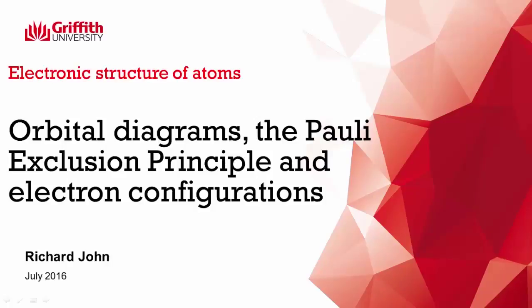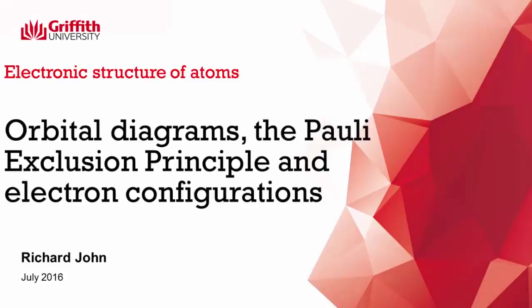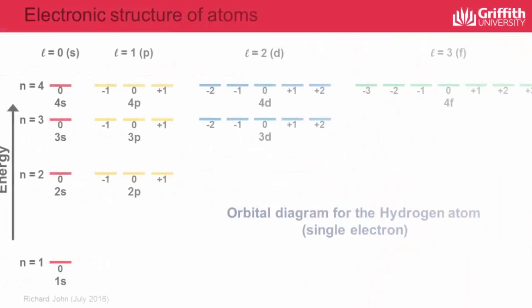In this video, we extend the idea of atomic orbital diagrams for the one electron case of the hydrogen atom to include all other multi-electron atoms, and we also use these diagrams to assist in constructing electron configurations, which are shorthand notations for describing the way in which electrons are distributed around a nucleus.